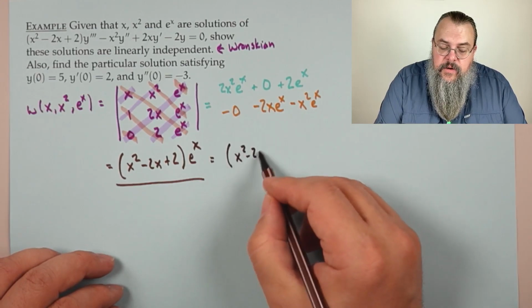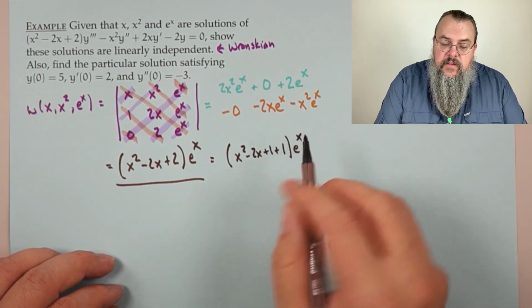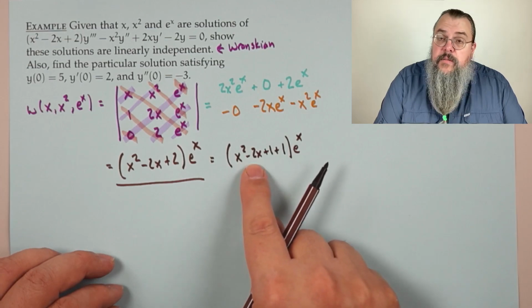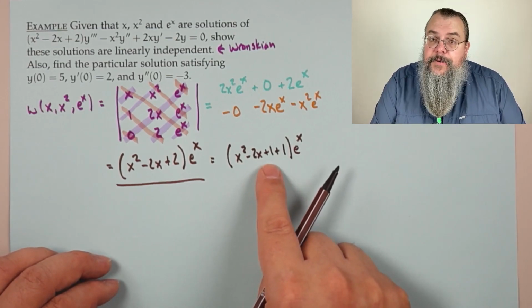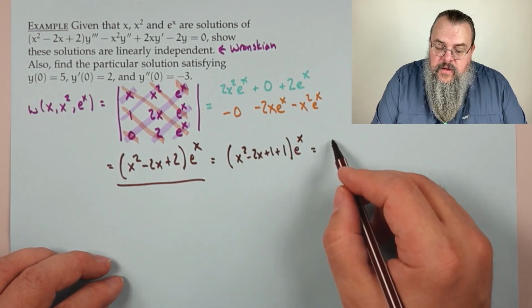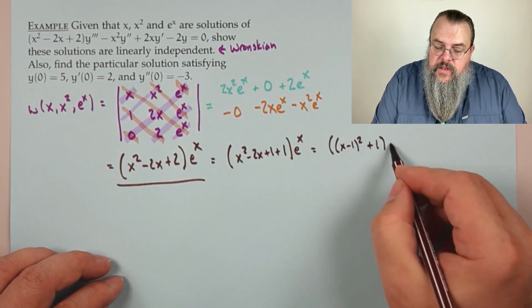So you can think of this as x squared minus 2x plus 1, times e to the x. If you have x squared minus 2x, divide the minus 2 by 2, that's minus 1. Square it, so you need to add 1. And this is the same as (x minus 1) squared plus 1, times e to the x.